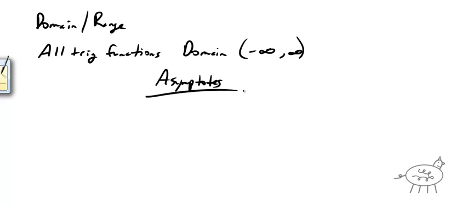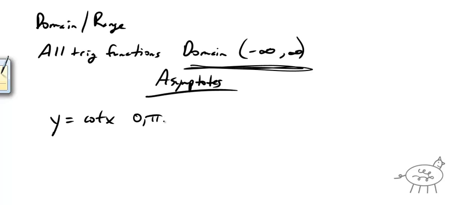Okay? So when you have asymptotes, that's just a restriction. It just alters this just a little bit. All right? So, for example, if I said y equals cotangent of x, you guys agree it's undefined at 0 and pi and 2 pi and 3 pi, right? It's undefined at that location.